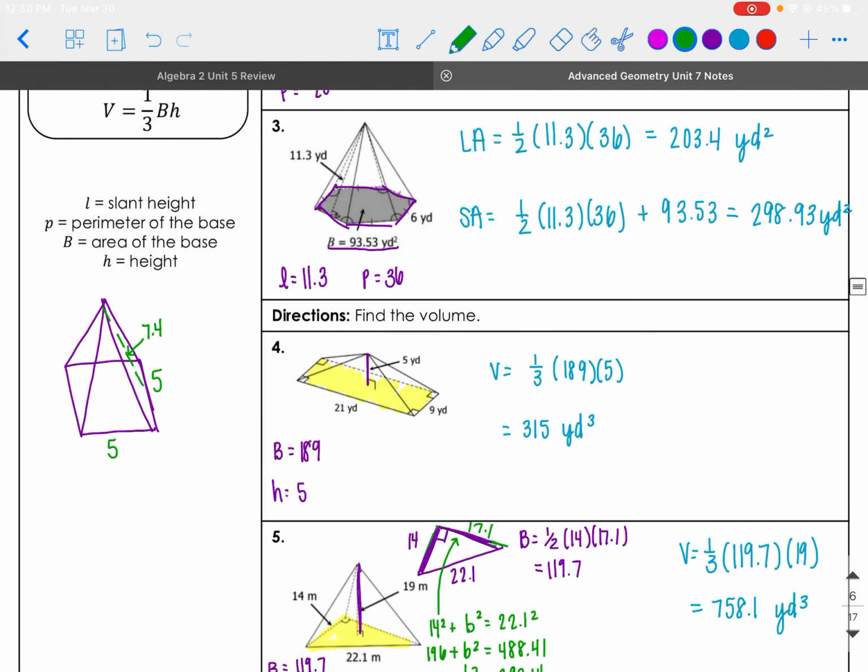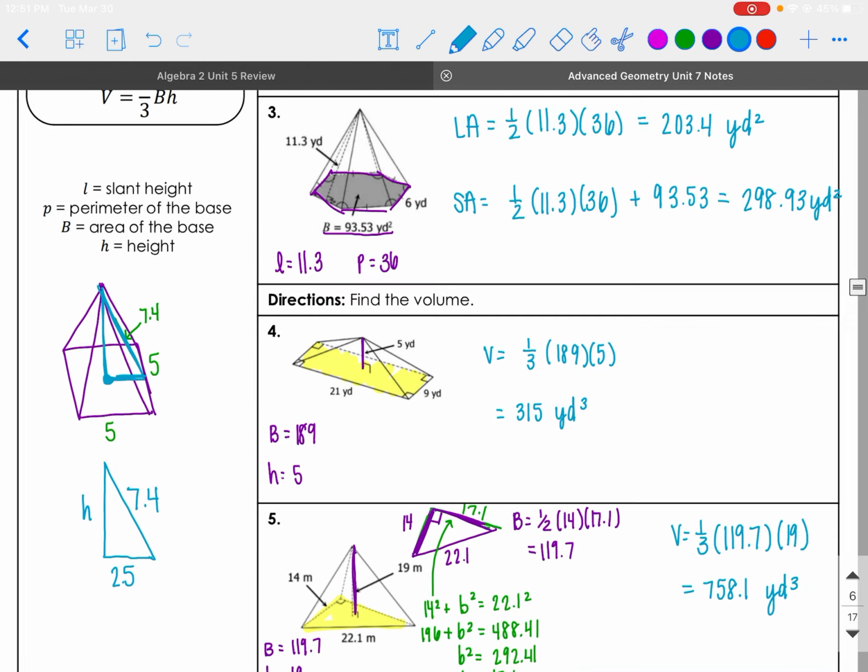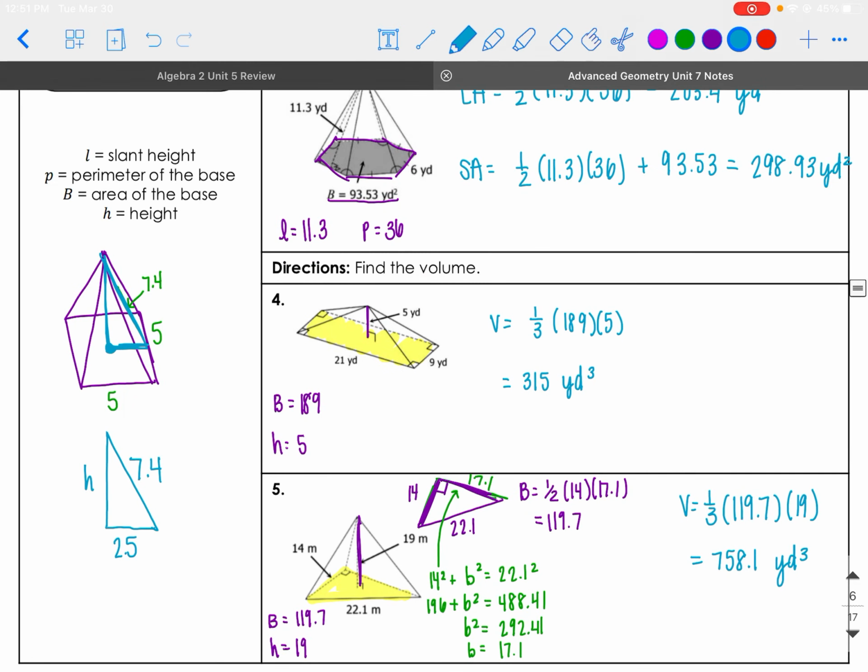All right. What if I ask you for the volume of this? In the volume, you need the actual height, which we don't have. So what you do is you make a right triangle and do Pythagorean theorem. So this side is your slant height, and this is your height, and now down here would be 2.5. So in an example like this, and I know there's some on the assignment, you will have some more practice with that.